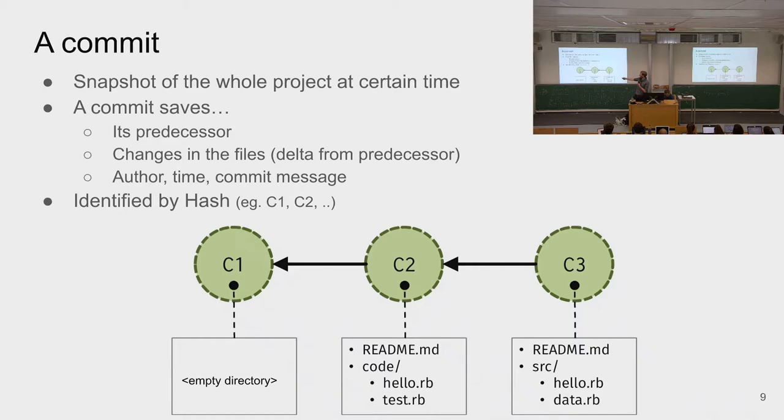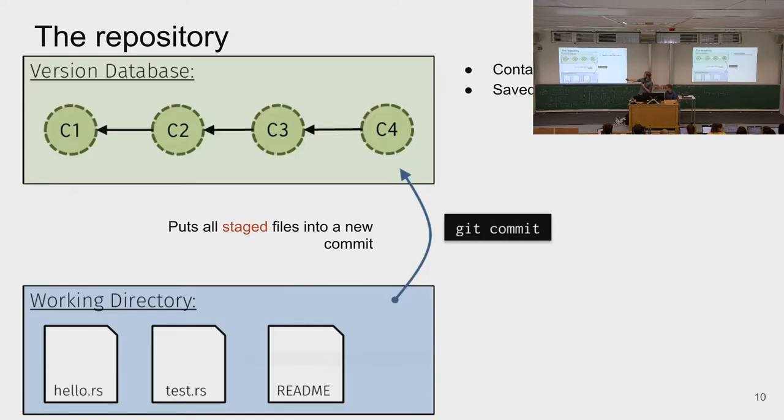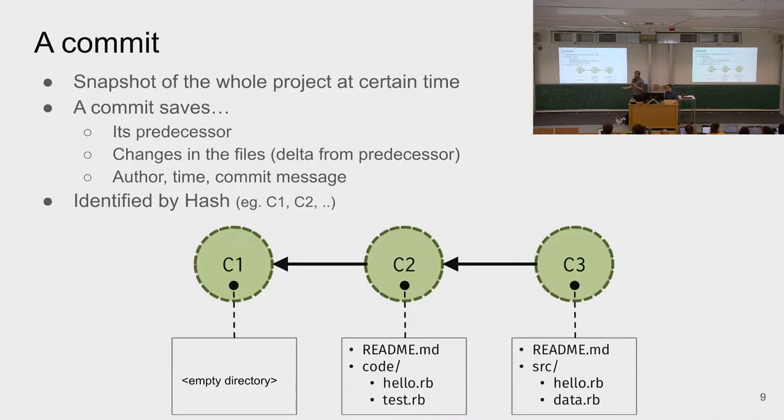This commit now would change its predecessor, which is C1, along with the changes in all these files and whatever you provide as the commit message. Then imagine we changed some files: we didn't change the README, but we renamed code into source and renamed test into data, and we want to commit it again. Then we make a new commit, and this new commit contains the new files and also the indication of its predecessor. So one commit in Git is a snapshot of the whole project at a certain time.